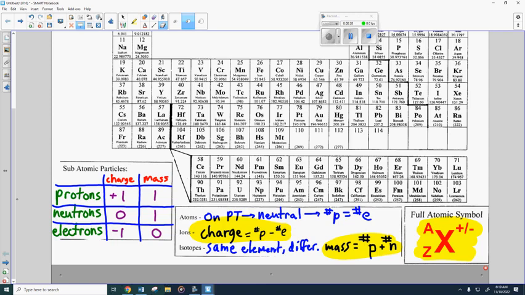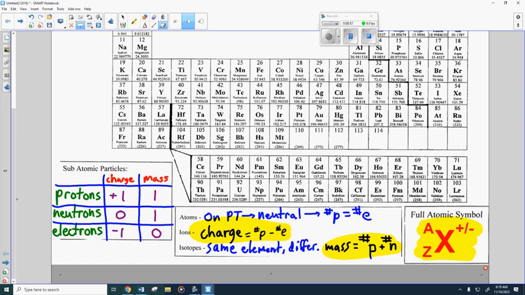So we got our charge equation highlighted here, and we have our mass equation highlighted right below that. They both involve protons, and that's why we always say protons are the most important part of the atom. They tell you exactly what element it is, and they affect the charge, and they affect the mass. So that's the very first thing we always have to get.